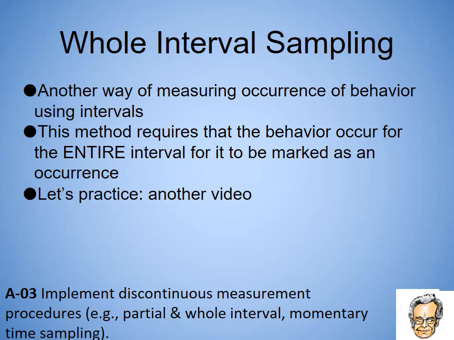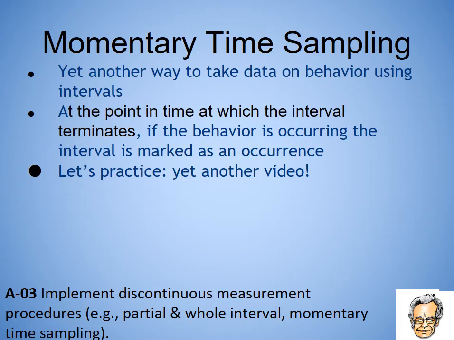But again, that's getting too detailed right now. Just know, for whole interval sampling, that means that the person had to engage in the behavior for the whole interval for it to be marked as an occurrence. Yet another way to take data on behavior using intervals is known as momentary time sampling.